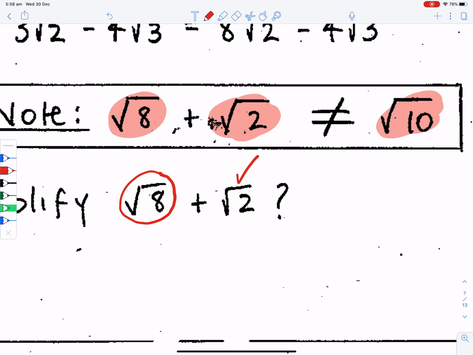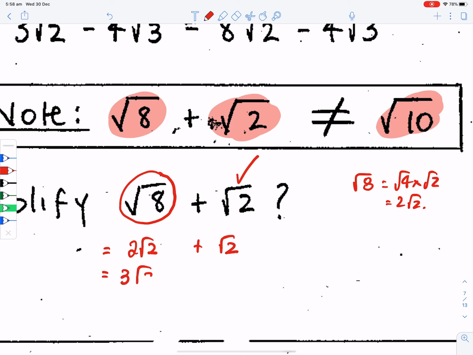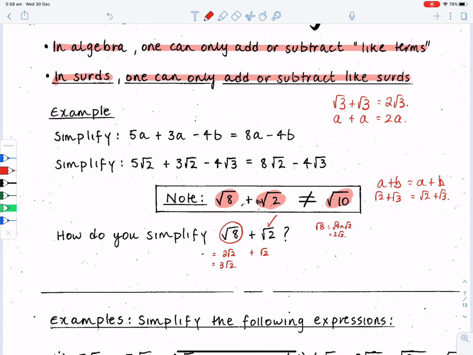So the root 8 can be rewritten. So root 8 is the same as root 4 times root 2, which is 2 root 2. So you can rewrite this question as 2 root 2 plus root 2, which now gives you 3 root 2.